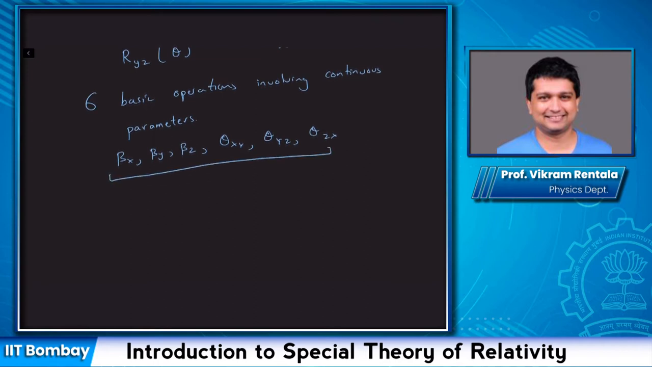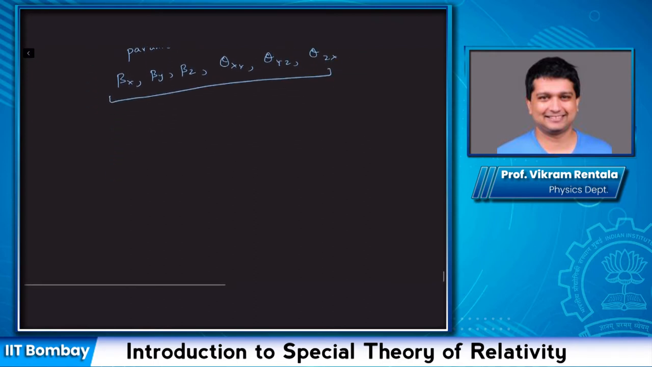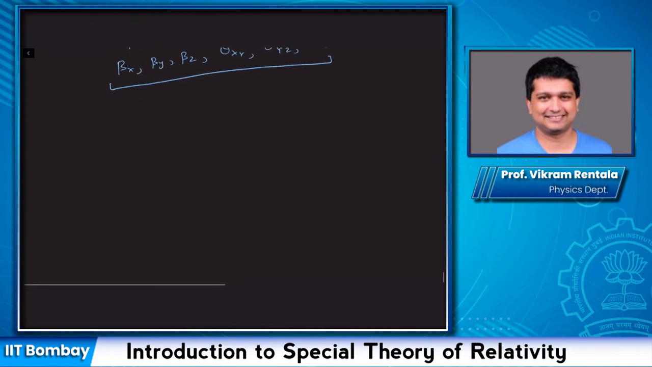Now, in addition to these continuous transformations, there are also two discrete transformations which don't depend on any continuous parameter, which also belong to the group of Lorentz transformations, and one of them is called the parity transformation.